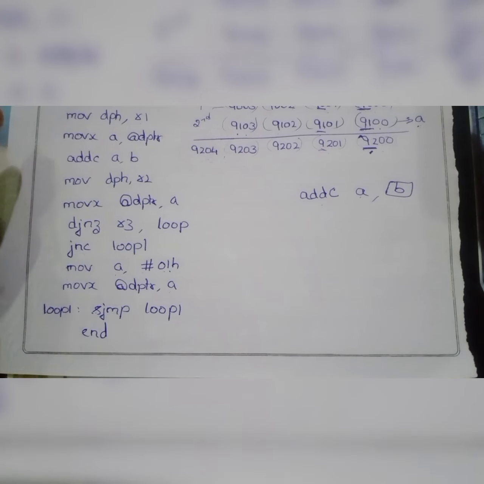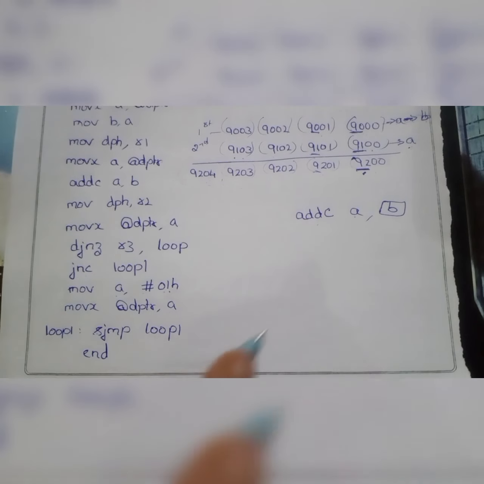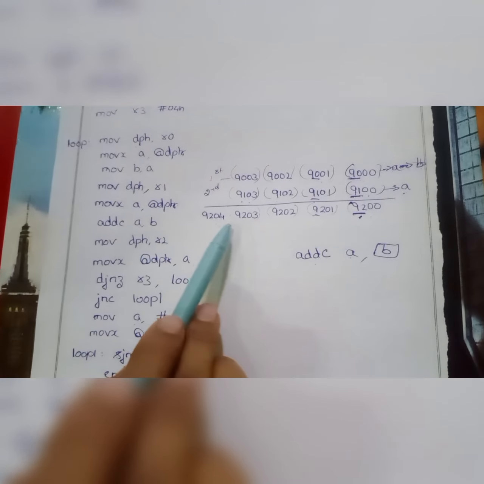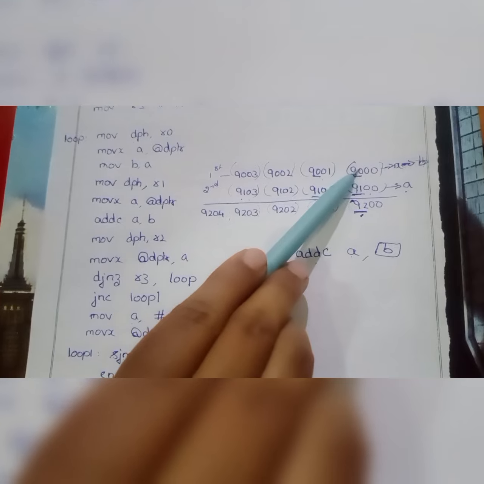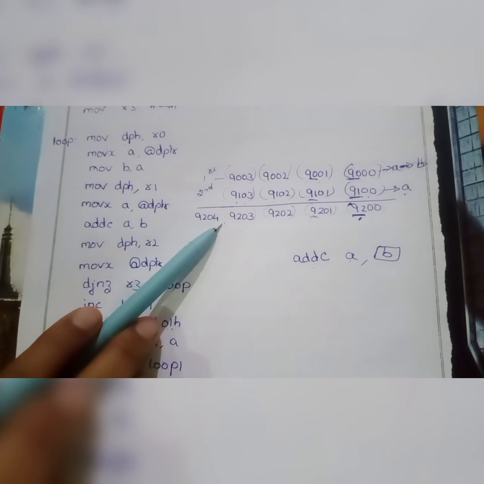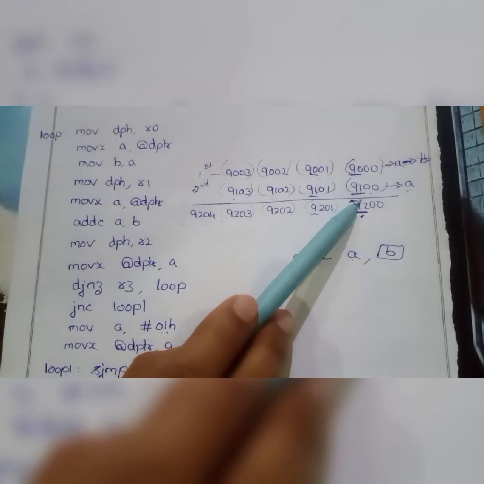So once after these instructions are written and executed, we have to check the result in 9200, 201, 202, 203 and 204. Keep always in mind the lower significant bytes are in these locations and the higher significant bytes are in these locations. So as a user or a programmer, whenever we have to enter a given number, we have to enter it carefully such that the lower significant bytes are entered in this memory location.